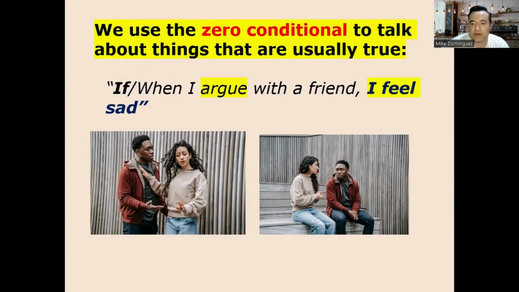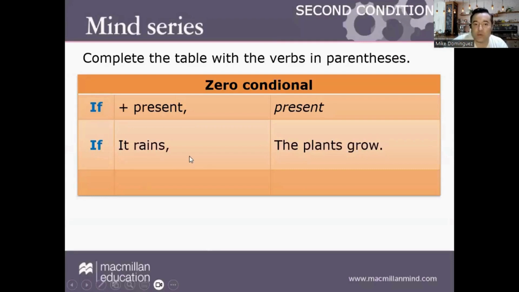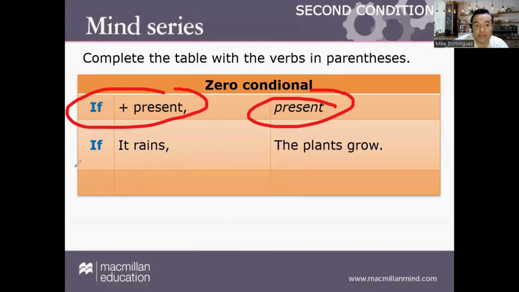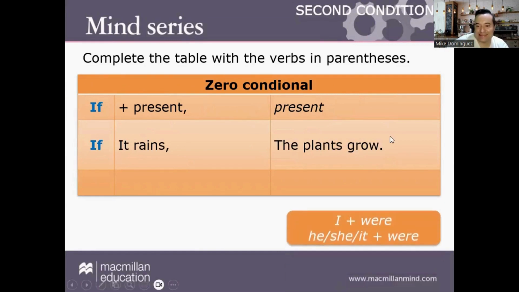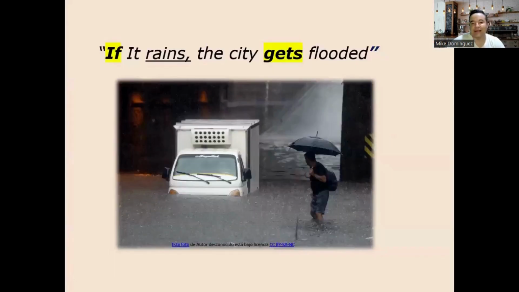All right. Let's see more examples. So this is the equation. If present, the condition, and the consequence is in the present. This is going to be the formula. If present and present, the consequence. If it rains, what happens? Las plantas crecen. The plants grow. So present, present. The action in present and the reaction in present. All right. Let's read more examples.